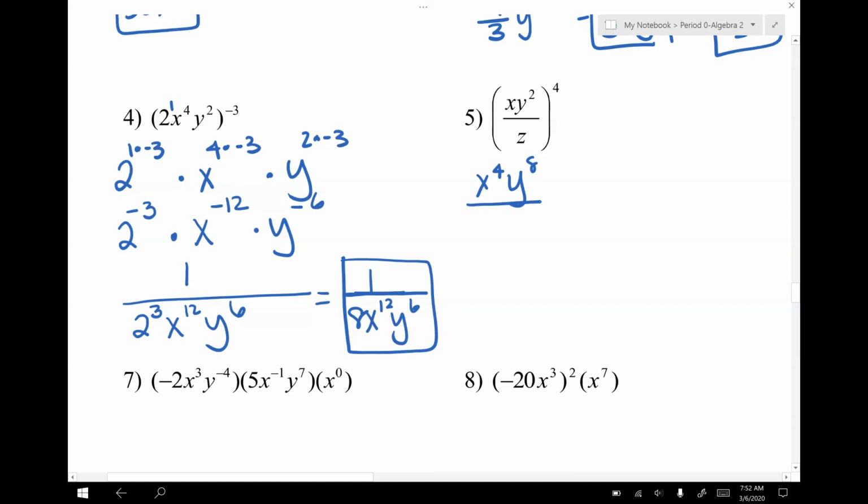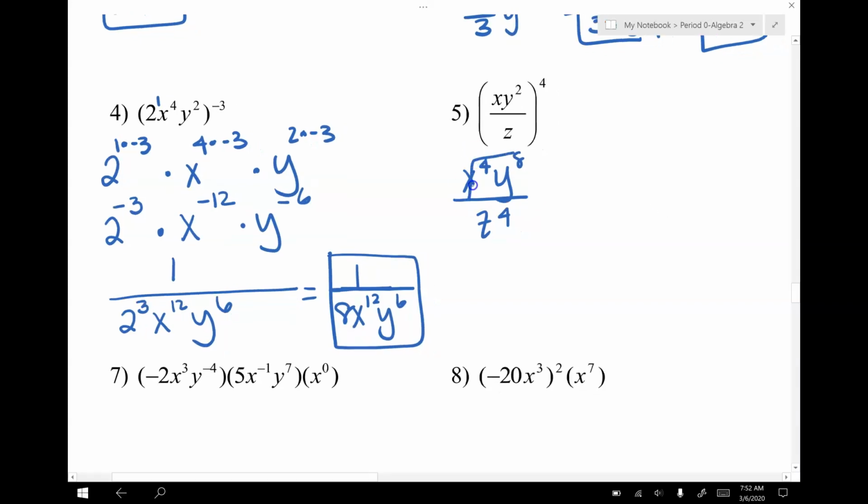Kelsey, what do we get on the denominator? Z to the 4th. Anything negative? Can we reduce anything? Nope. So guess what? Box it.